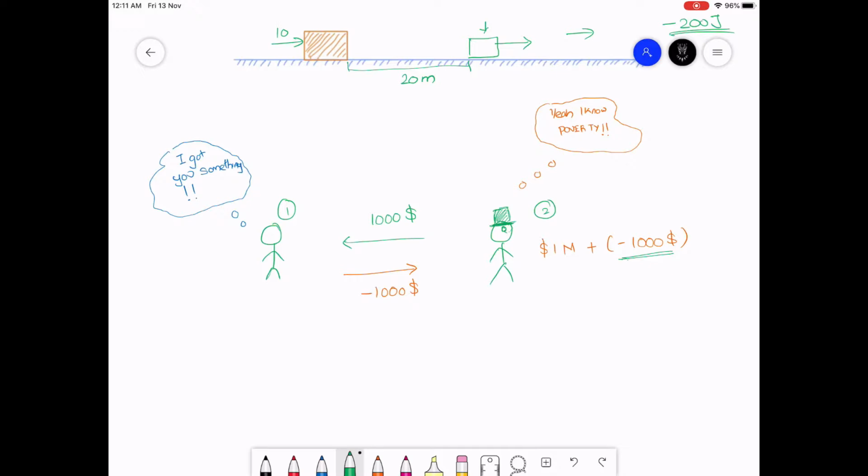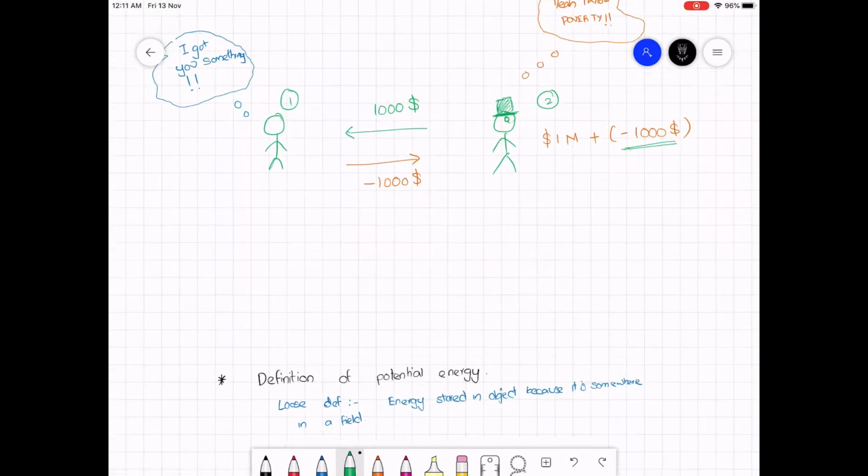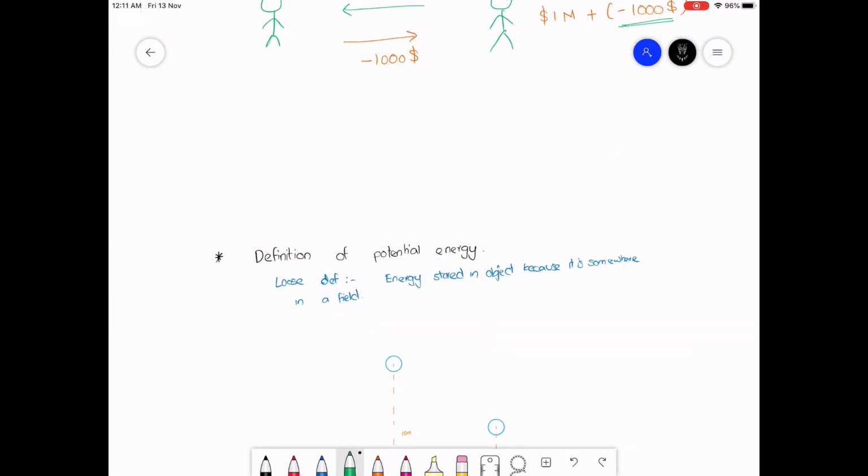Now this seems to be very weird and a bit unnecessary, but keeping this idea at the back of your head will allow you to see problems differently. Okay, now we can move on to the definition of potential energy. Now loosely speaking, potential energy of an object is the energy stored due to its position in the field. We'll work with it a bit.